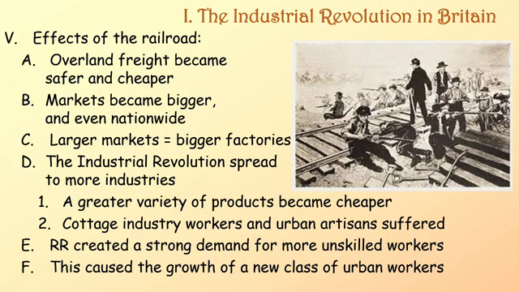The effects of the railroad, and what you're going to see here as we go down this list, is one thing leads to another. So here they are. Number one, overland freight became safer and cheaper. Because of that, number two, markets became bigger and even nationwide. Larger markets lead to bigger factories, more capacity, because you got a larger market, you got to make more. Number four, the Industrial Revolution now spread because of the railroad to more industries. A greater variety of products became cheaper because of the railroad.